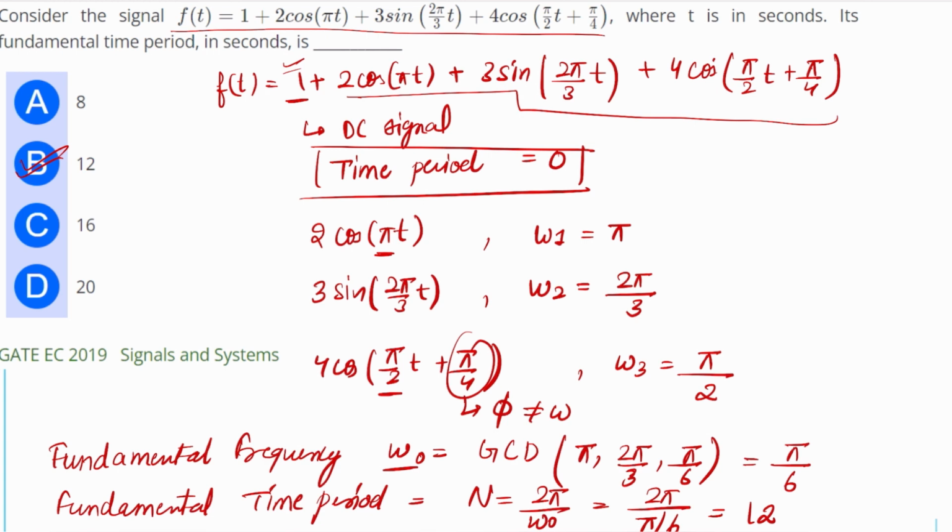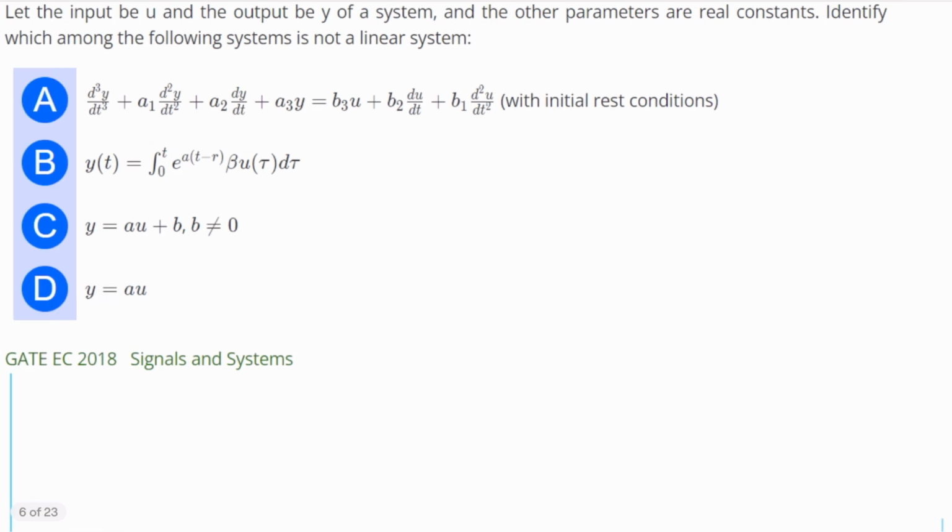So you have to find out the individual fundamental frequencies, then find out the total fundamental frequency by taking the greatest common divisor of all the frequencies, and then find out the time period by 2 pi by omega naught. Moving on to the next question.